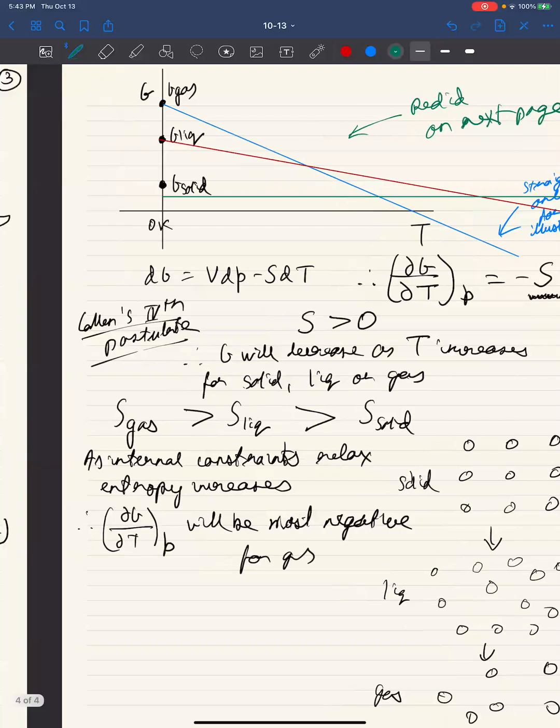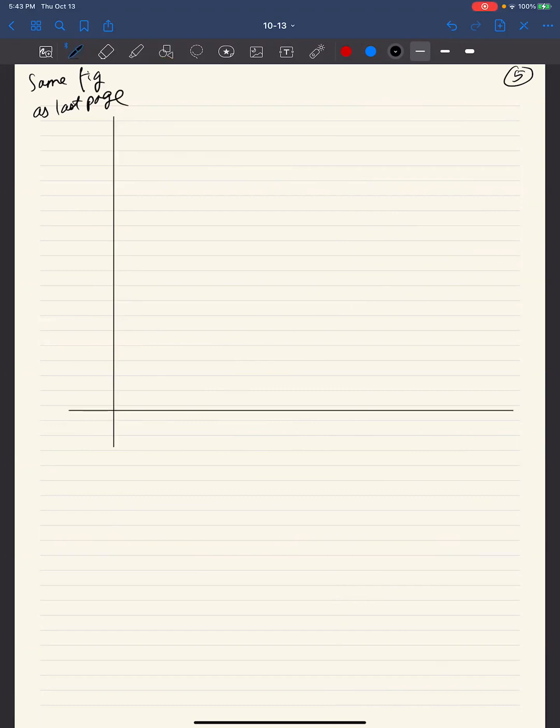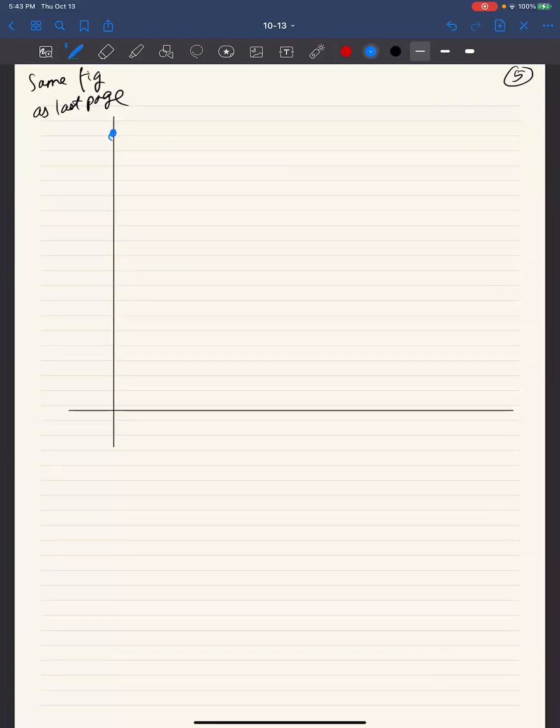This was page number 4. Okay, so let me do this one on the same figure as last page. So we just said that gas is going to have the steepest entropy loss. So this is gas, and this is G versus temperature.